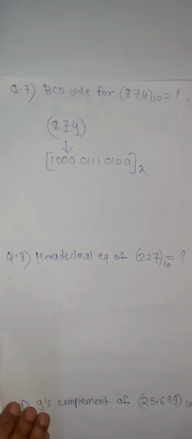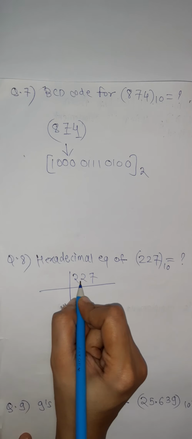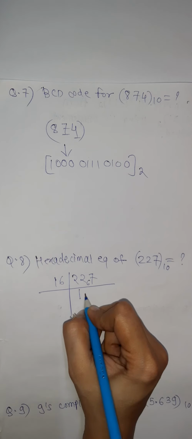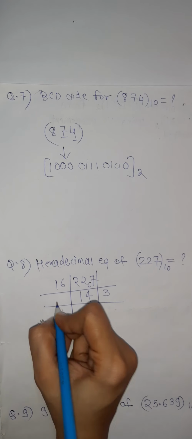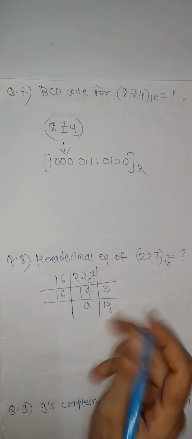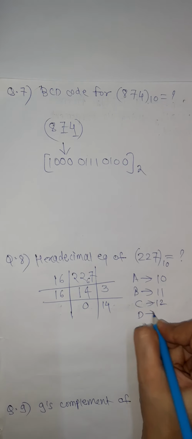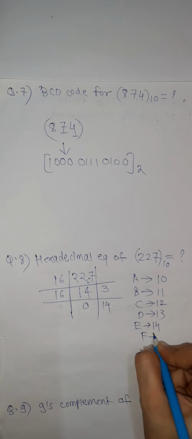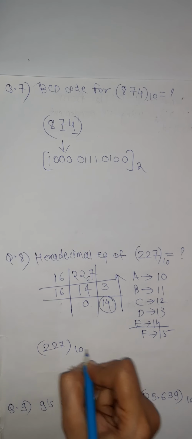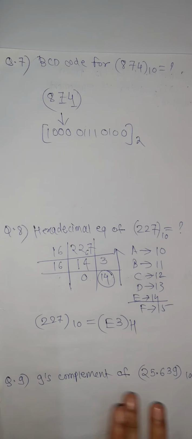Next question is, hexadecimal equivalent of 227 decimal is what? So here we have to convert it into hexadecimal. Divide 227 by 16. 16 ones are 16, 6. 16 fours are 64, 3 is remaining, 16 0, and 14 is remaining. Now 14 can be represented in hexadecimal as follows: A is 10, B 11, C 12, D 13, E 14, F 15. So 14 will be E, and 227 in decimal can be represented as E3 in hexadecimal. So E3 hex is our right answer.